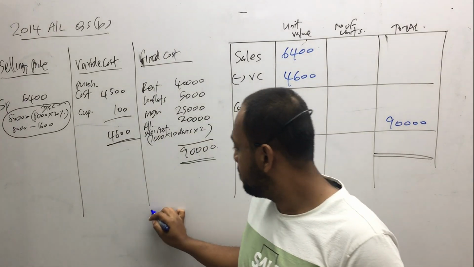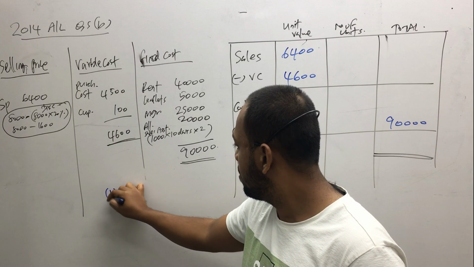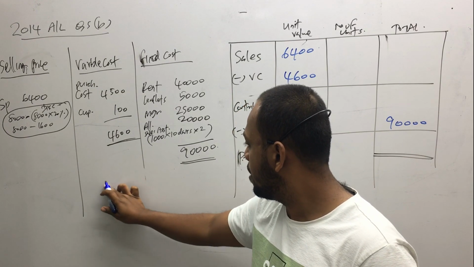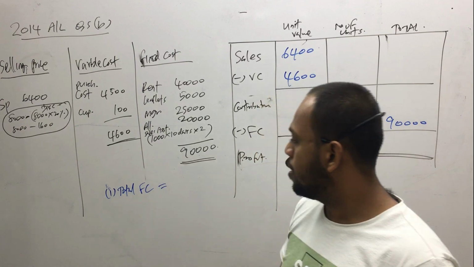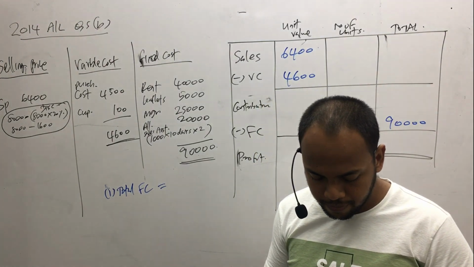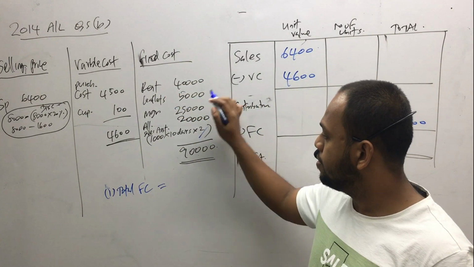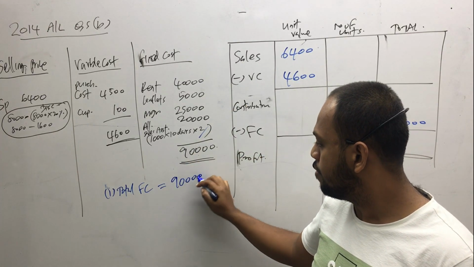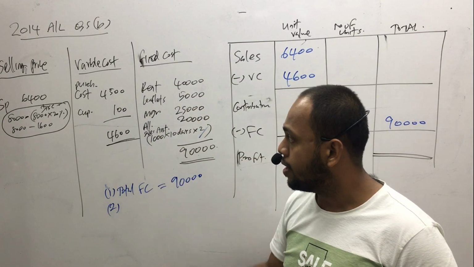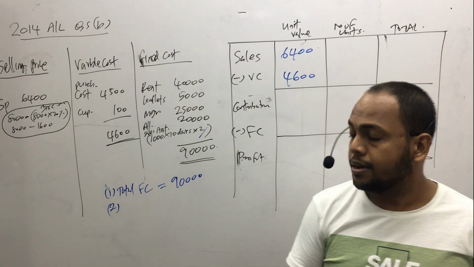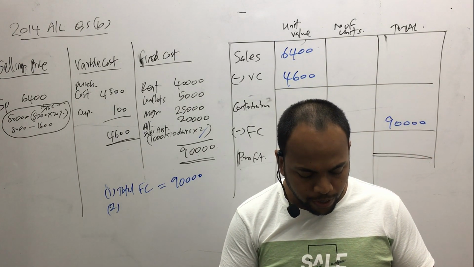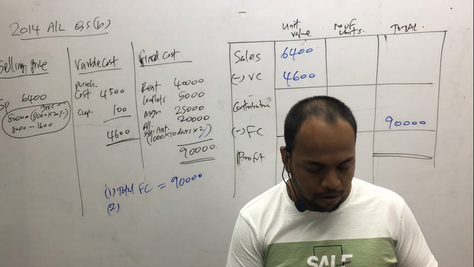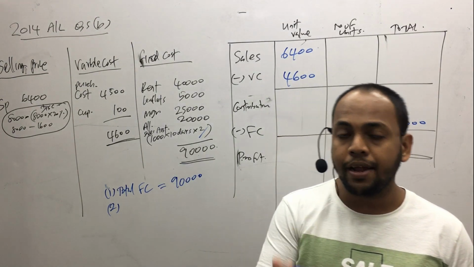Number 1. What's the total fixed cost? Total fixed cost is 90,000. We have calculated the total fixed cost. Rent, leaflet, manager, allowance for sales assistant. Number 2. Units to be sold to cover the total cost of the activity. That is your break-even point.